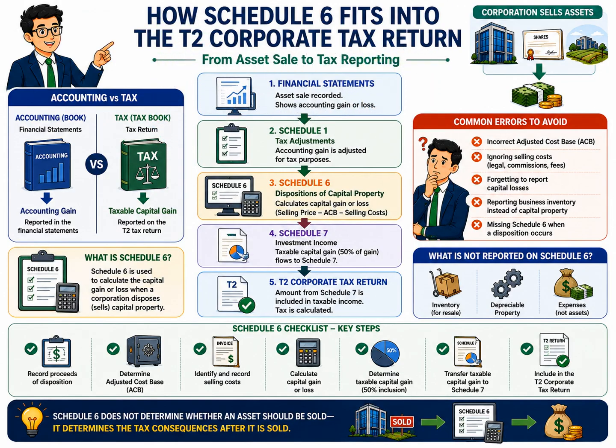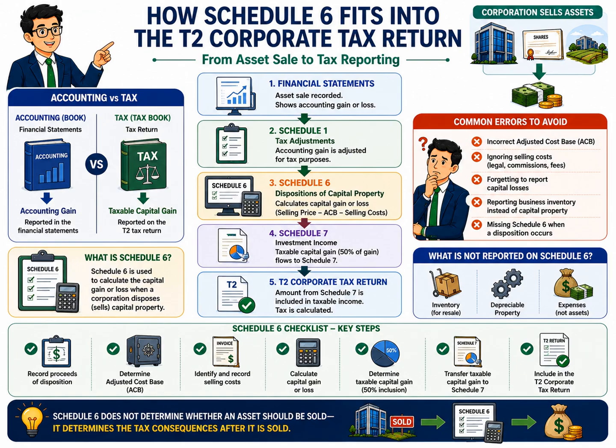The checklist at the bottom summarizes the entire process. Record the proceeds of disposition. Determine the adjusted cost base. Identify the selling costs. Calculate the capital gain or capital loss. Determine the taxable capital gain. Transfer the appropriate amount to Schedule 7. And finally include it in the T2 corporate tax return.